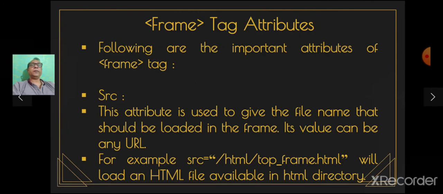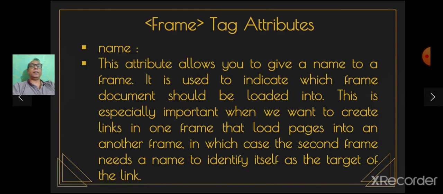Now coming to the frame tag attributes, the first attribute is src. This attribute is used to give the file name that should be loaded in the frame. Its value can be any URL. For example, src equal to, in the double quotes, filename.html will load an HTML file available in the HTML directory.